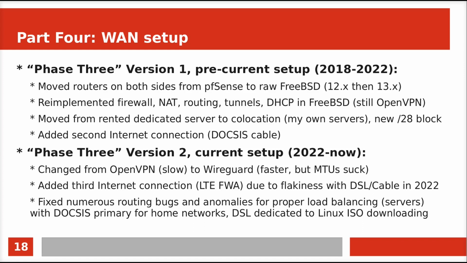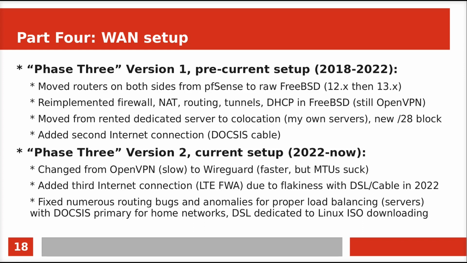So this was roughly 2018 to 2022, till last year. The first thing I did was I moved the routers on both sides away from pfSense to raw FreeBSD, first on the 12.x release train and then on 13.x right now. And then I ditched pfSense. I re-implemented the entire firewall, NAT, routing, all the VPN tunnels, the DHCP on the client side, all of that just in raw FreeBSD. I still used OpenVPN for the tunnels, but everything else I picked a bog standard FreeBSD solution. And there were several that made me think, why is this not used in pfSense?